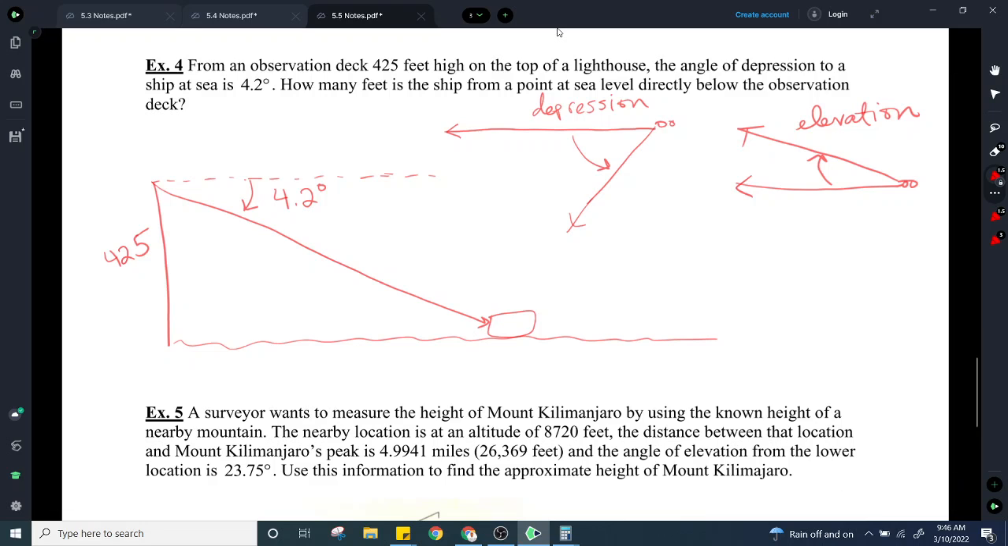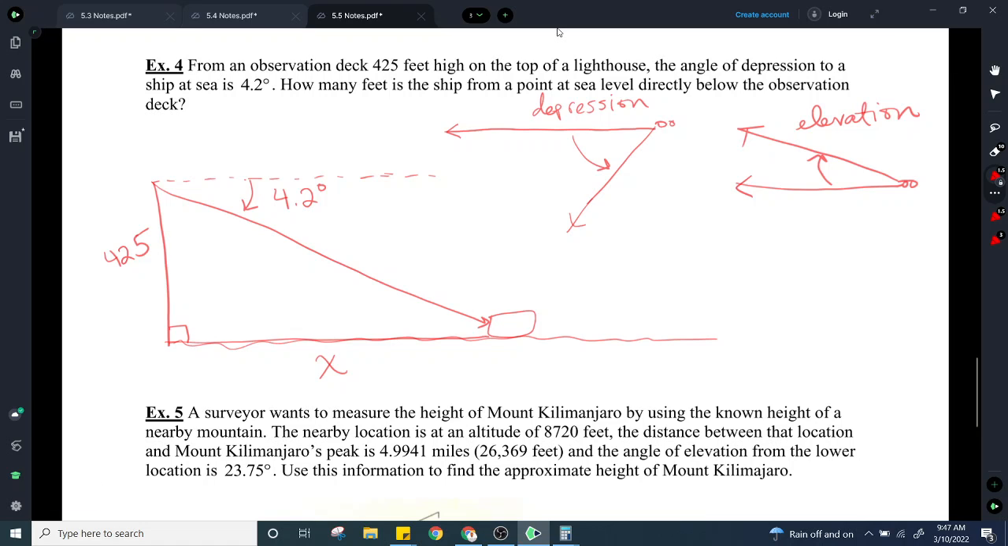The question says, how many feet is the ship from a point at sea level directly below the observation deck? So the distance they're looking for is how far away the ship is from the bottom of the observation deck. I'm going to call it x here. This is what they're looking for, this distance here. This is our right angle, so we've got a right triangle.